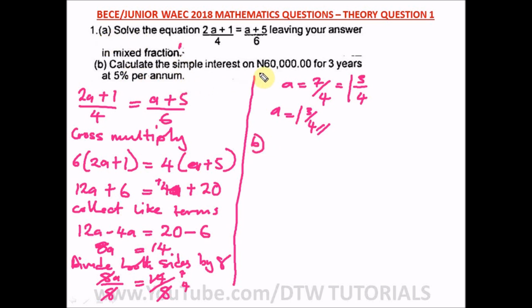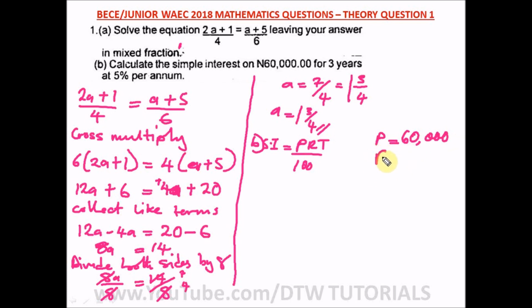All right, so what does our part B say? 1B, it says calculate the simple interest on 60,000 naira for 3 years at 5% per annum. What's the formula to find your simple interest? You must first write that down. You say simple interest, SI, is equal to PRT divided by 100. And you are going to state in your book, P, which is our principal, is equal to 60,000. State it so the person marking would know what you do. This is an additional mark for you.